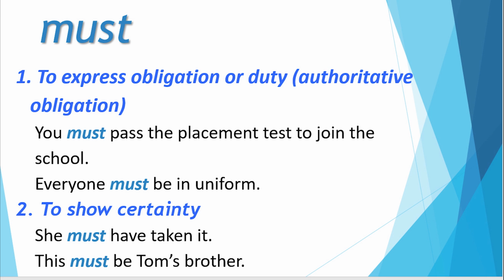The other thing is to show certainty. We also use must to show certainty. She must have taken it. If I say she must have taken it, I'm expressing that I'm sure because there was nobody else here. If we are in some place and there was only one other person, my sister, in that room, after half an hour when I come back and I don't find something, oh, she must have taken it. So you are expressing your certainty. You are kind of sure that she has taken it.